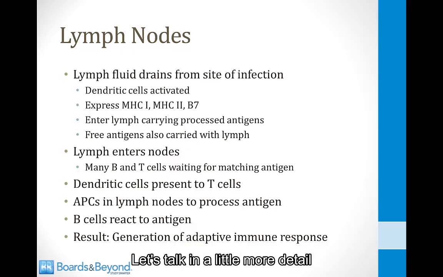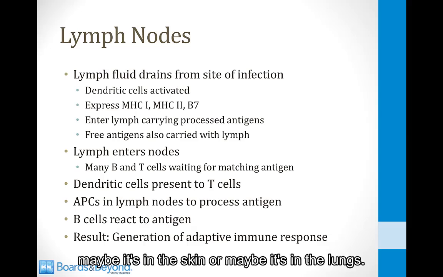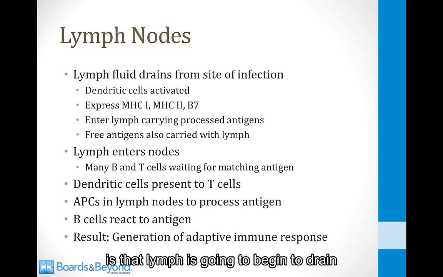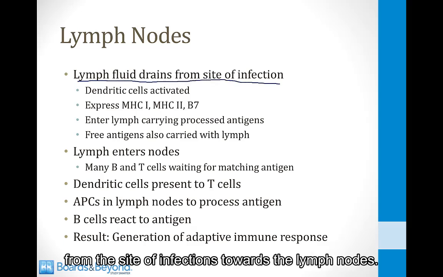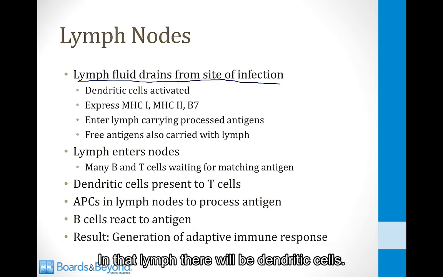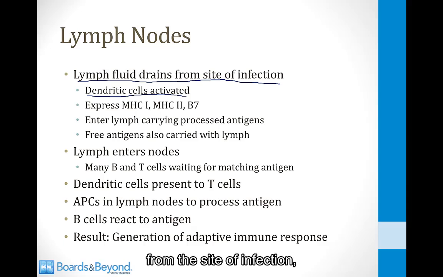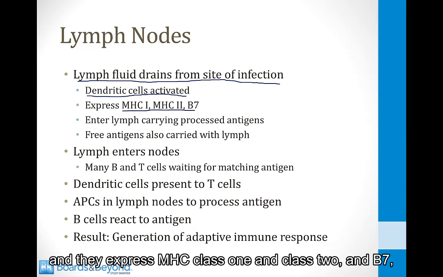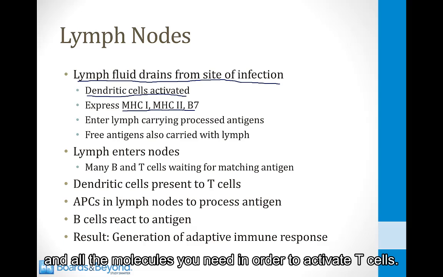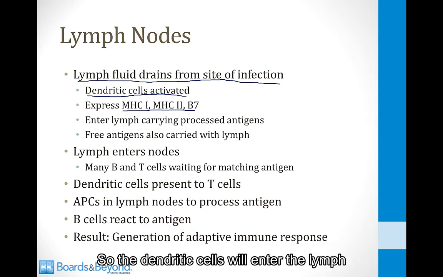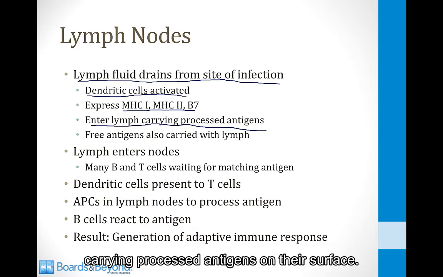Let's talk in a little more detail about how the lymph nodes work to activate the immune response. And in order to understand this, I want you to imagine that there is a site of infection in the tissues. Maybe it's in the skin or maybe it's in the lungs. One of the first things that's going to happen is that lymph is going to begin to drain from the site of infection towards the lymph nodes. In that lymph, there will be dendritic cells. Recall that dendritic cells are professional antigen-presenting cells, and they will have antigen on their surface from the site of infection. And they express MHC class 1 and class 2 and B7, and all the molecules you need in order to activate T cells. So the dendritic cells will enter the lymph carrying processed antigens on their surface.